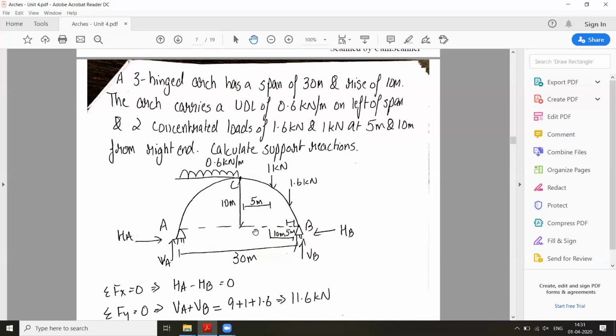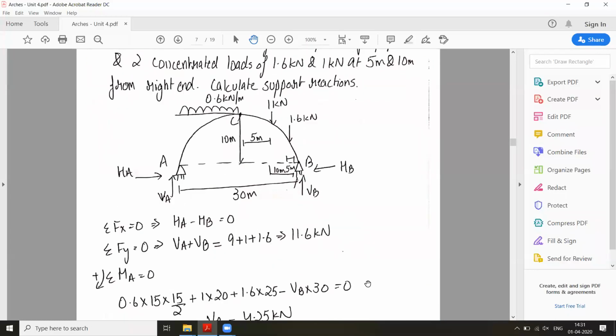Clear? Yes sir. Okay. Now let us calculate the support reactions here. Again the same equation, Fx equal to 0. So from here you will get HA minus HB equal to 0. Then the second equation, summation of Fy equal to 0. So it will be VA plus VB equal to, first of all you have to calculate the total load of the UDL. The point loads are 1 kilonewton plus 1.6 kilonewton, and the UDL is 0.6.